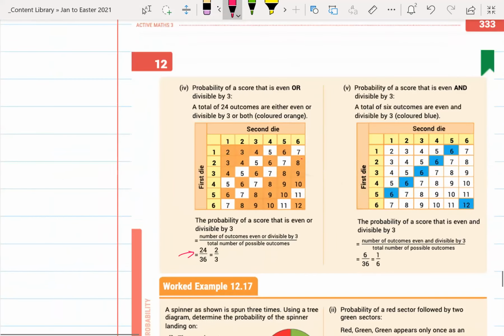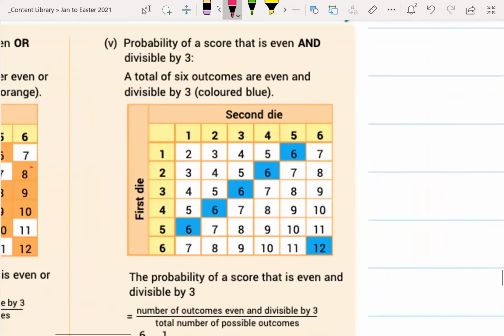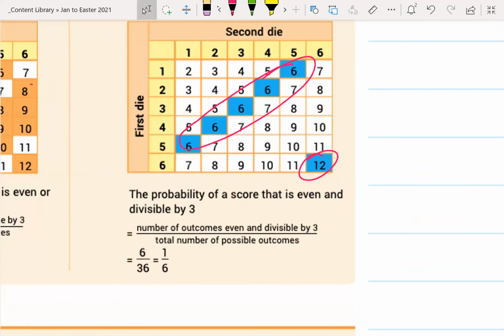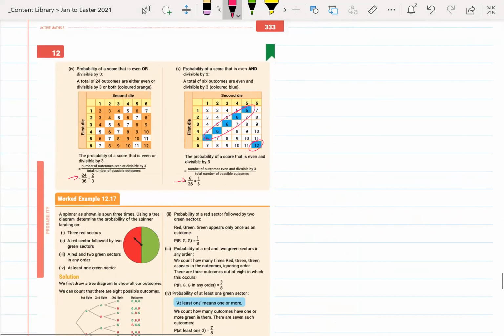Okay, and the last bit for that question, the probability that a score is even and divisible by 3. So that's a little bit different. So even and divisible by 3. All the 6s, even number, and also divisible by 3. Count them up there. Looks like 6 out of the 36, or 1 over 6. Okay.